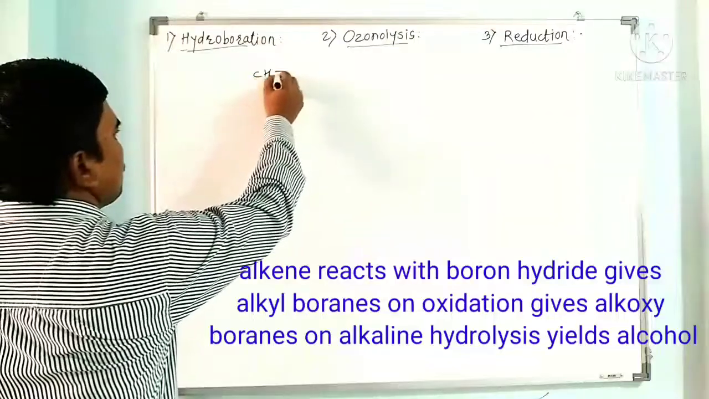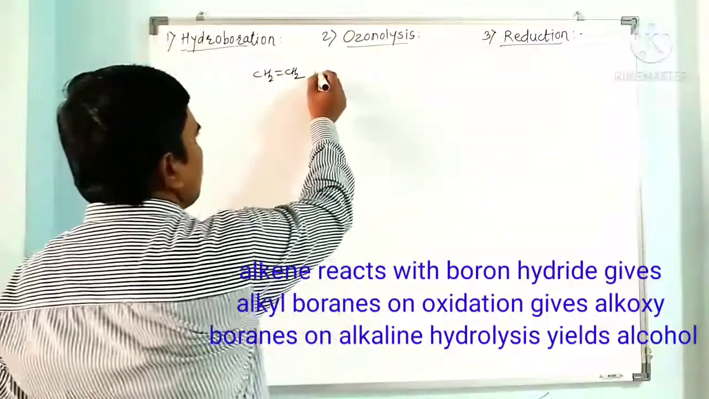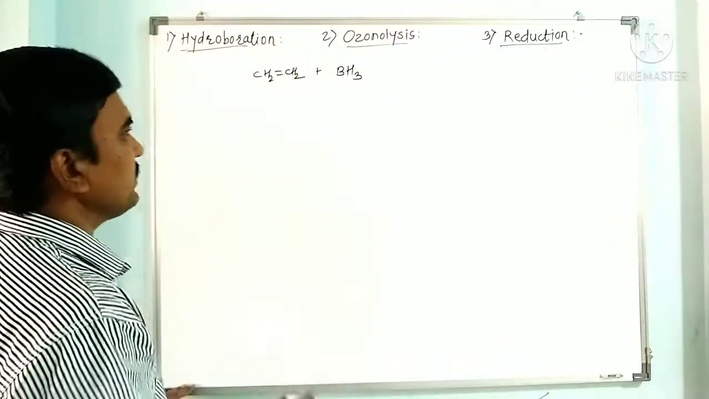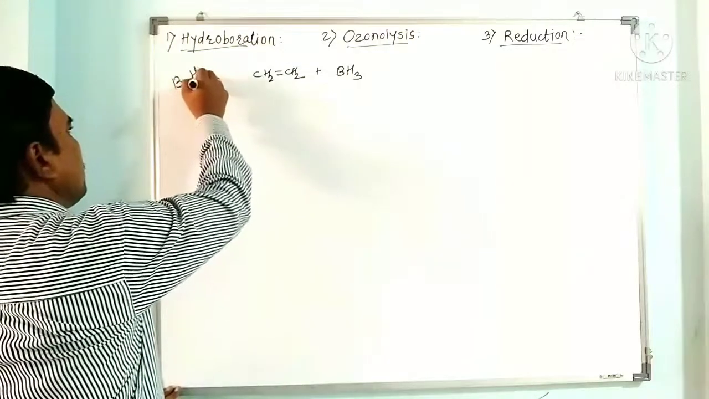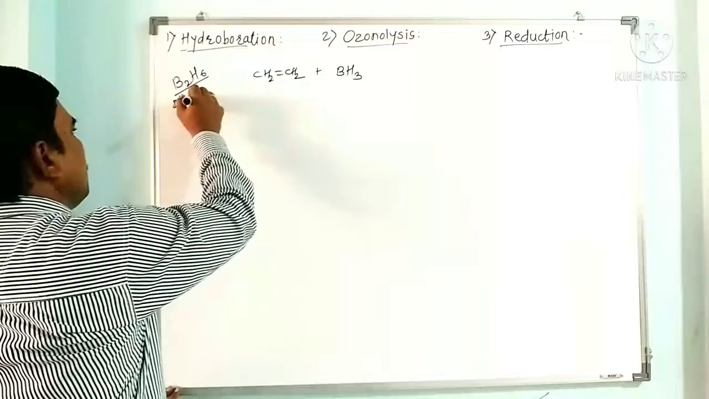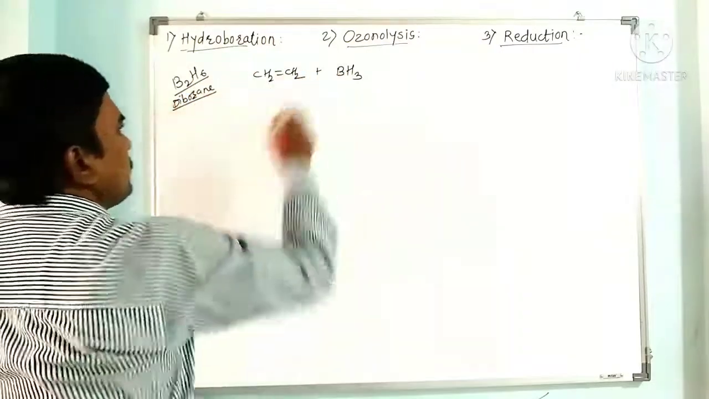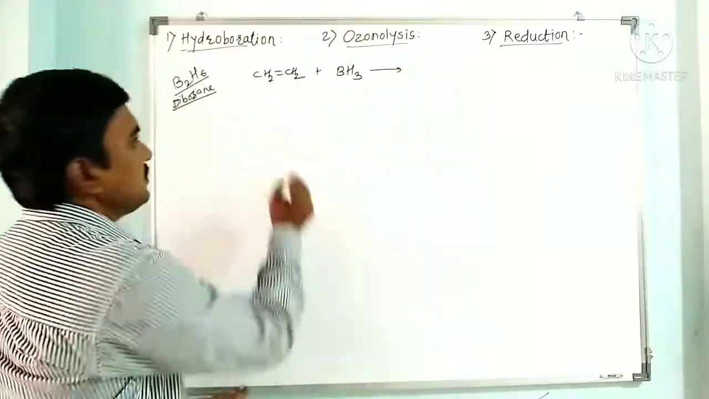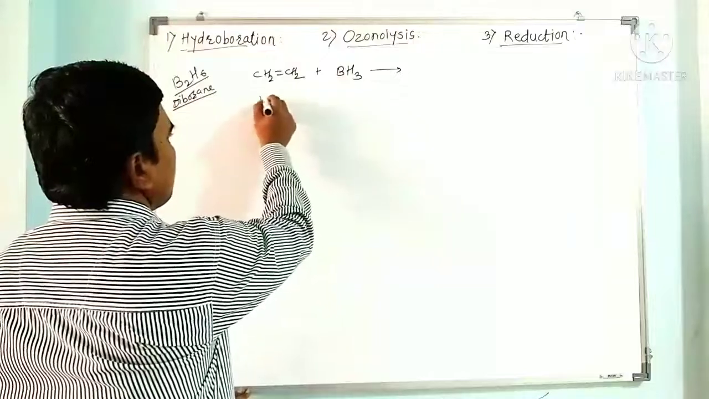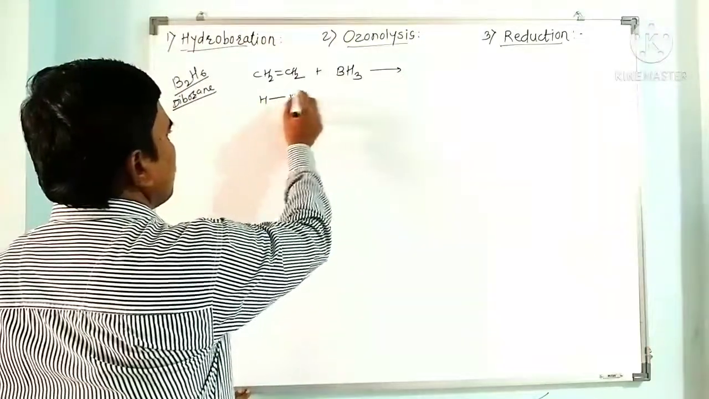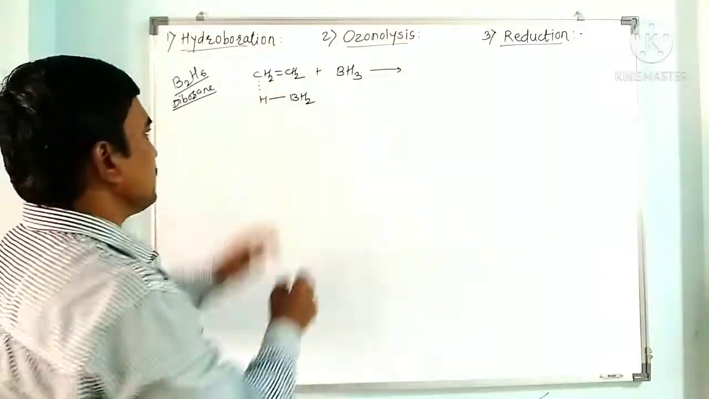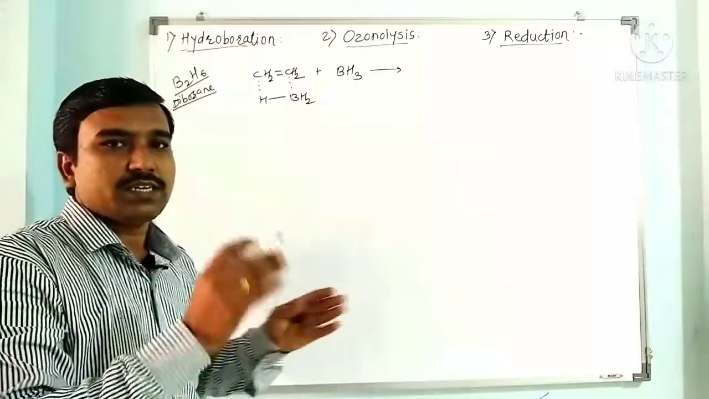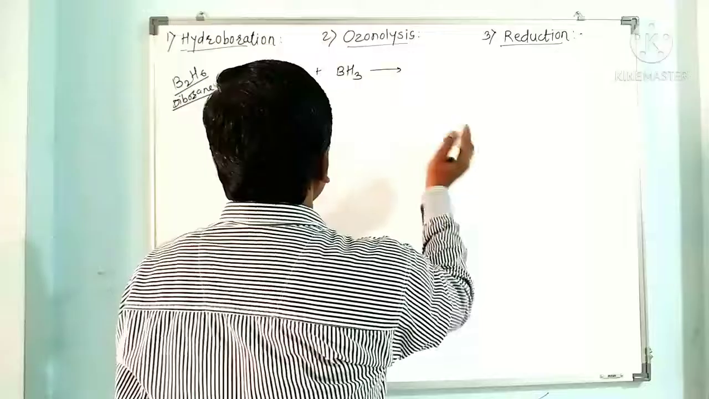When CH2=CH2 reacts with BH3. This BH3 is boron trihydride, which is generated from B2H6, that is diborane. This is diborane, which is converted to this boron hydride. Here this boron hydride adds like this, H and BH2. This H attaches to one carbon and the boron attaches to the other carbon. So here a 4-member cyclic transition state is generated, which is immediately converted to product.